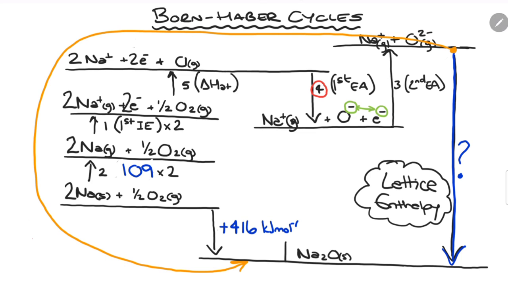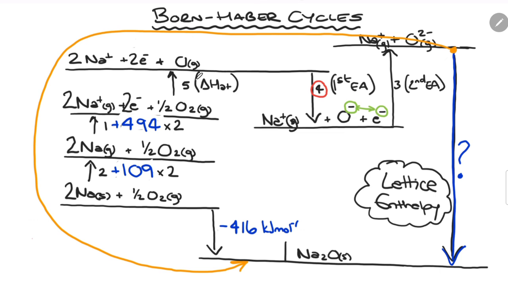And likewise, we would insert the first ionization energy value for this. And for sodium, that is 494. These would obviously be positive values there. Incorrectly drawn a positive there. That should be a negative. So negative 416 followed by positive 109 and positive 494.